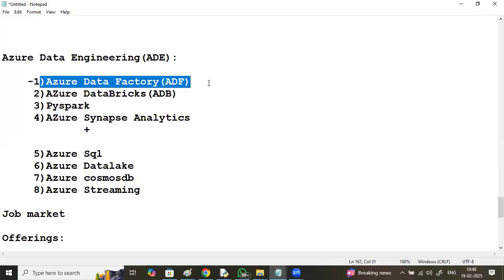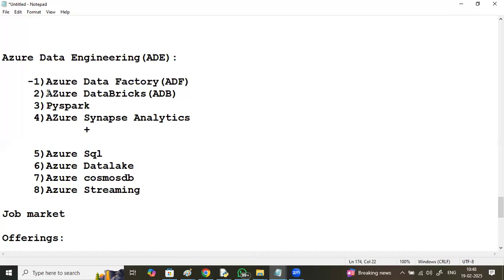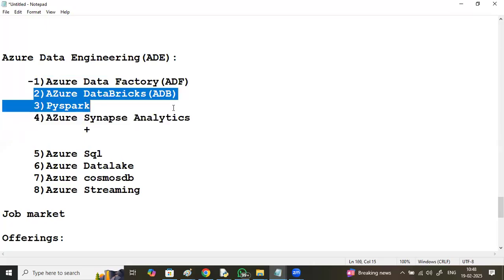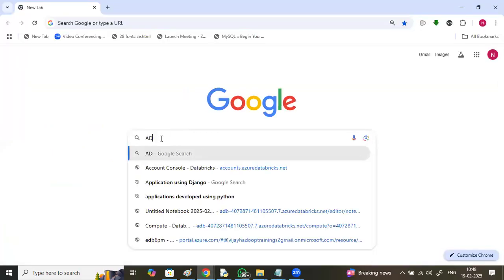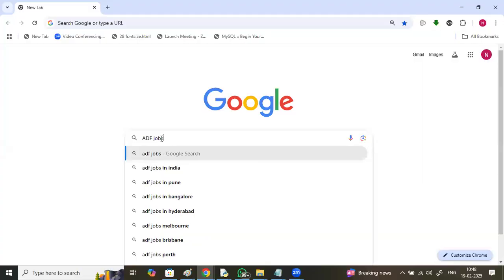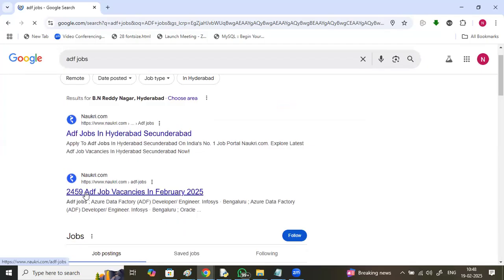For ADF, I already said there are no prerequisites. Anyone can learn it, zero coding. There are a lot of jobs for ADF. But if you go for salary packages, Databricks with PySpark has huge salary packages. You can open Google and check. Just search ADF jobs: 2,459 ADF job vacancies in February.